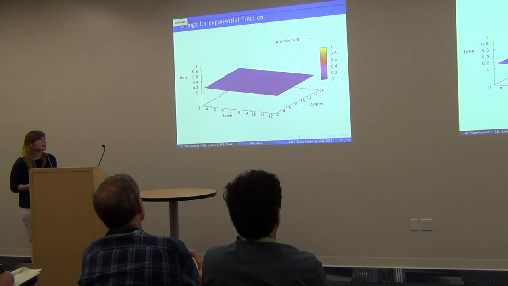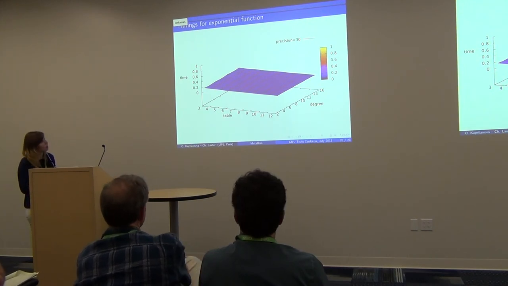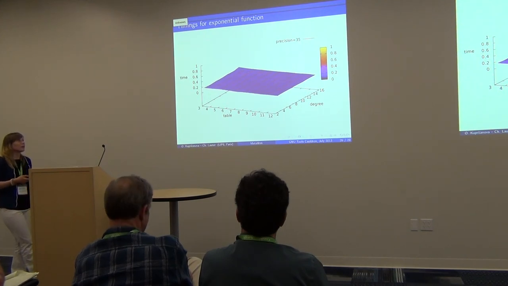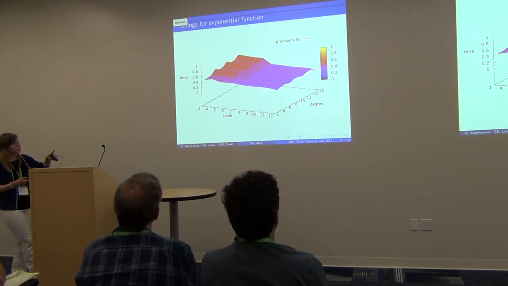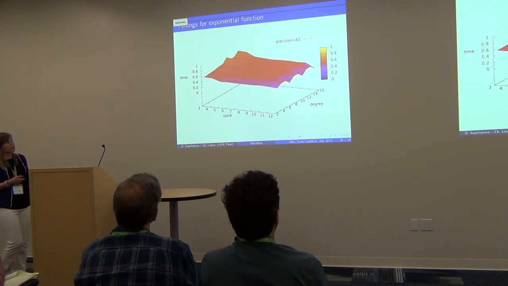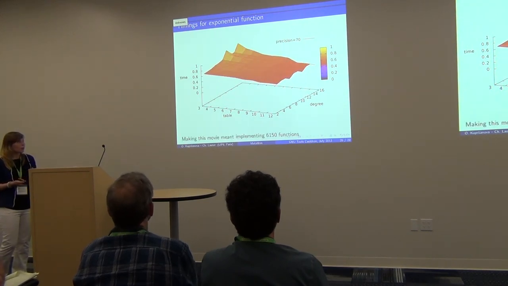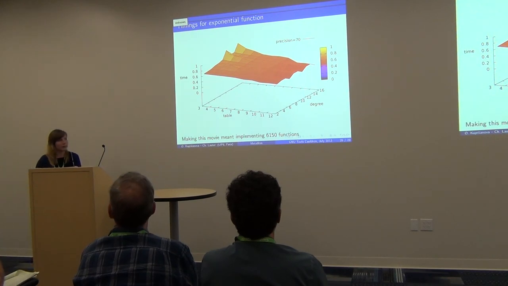Let me show you a small animation. We have implemented different exponential functions and measured the timings. So here we have the precision, the table index sizes and the degree of the approximating polynomials. These different plots have some jumps that can be explained by using double-double constants and double-double computations. So here, for example, we have some hills and so on. Each point on this surface corresponds to an implementation of the exponential with the given parameters. So making this movie meant implementing 6,000 functions, which would not be possible if I did it by hand.